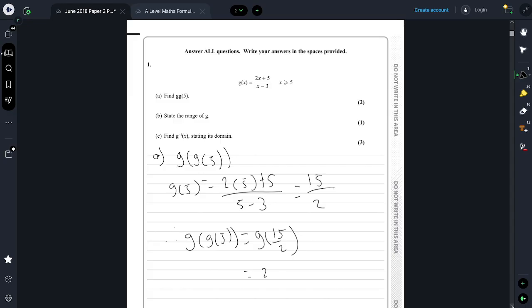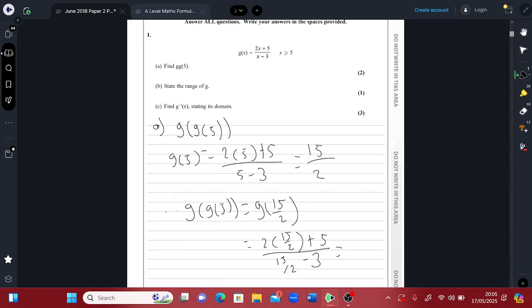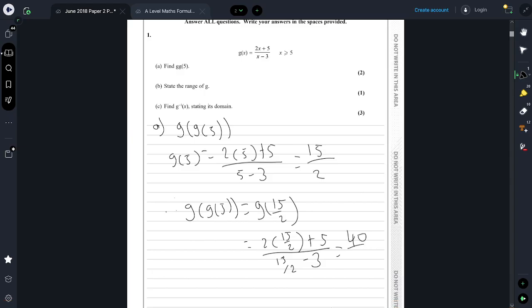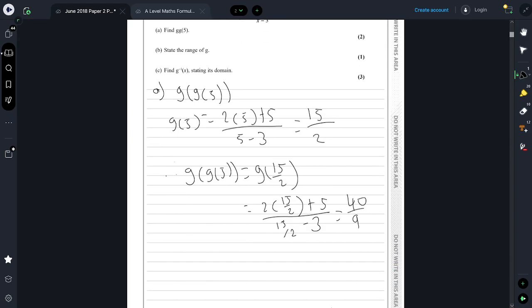Now you can again substitute that back in. So 2 times 15 over 2, plus 5, over 15 over 2 minus 3. And you can just bung that into a calculator. Actually, let me get my calculator. So 2 lots of 15 over 2 would just be 15, wouldn't it? 15 plus 5, over 15 over 2 minus 3, should get you 40 over 9, apparently. Cool. So that's part A. Quite a nice intro to the paper. First question. Part B says state the range of g.